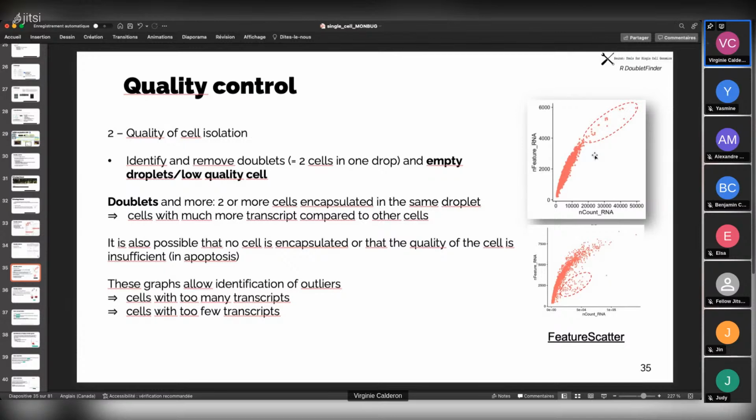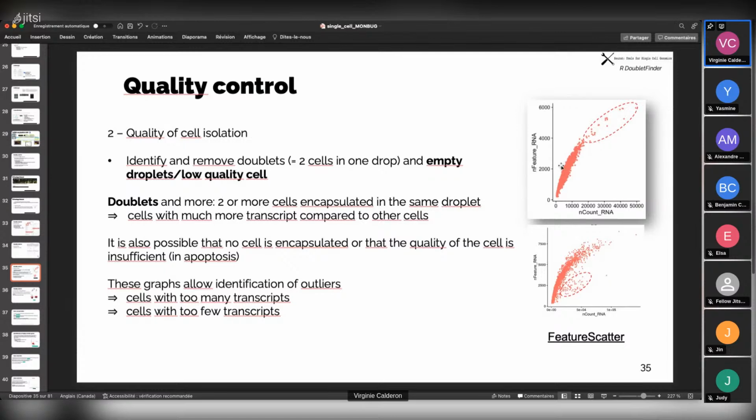After that, you can import the data in Seurat, using R. So you can do more in-depth quality controls. You can check first the quality of cell isolation. As I told you, the principle of a single cell experiment is to be able to individualize a cell inside a droplet. So we want to detect outliers: if more than one cell was encapsulated, this means that maybe you will have twice more RNA in this cell. So this is what you have here.